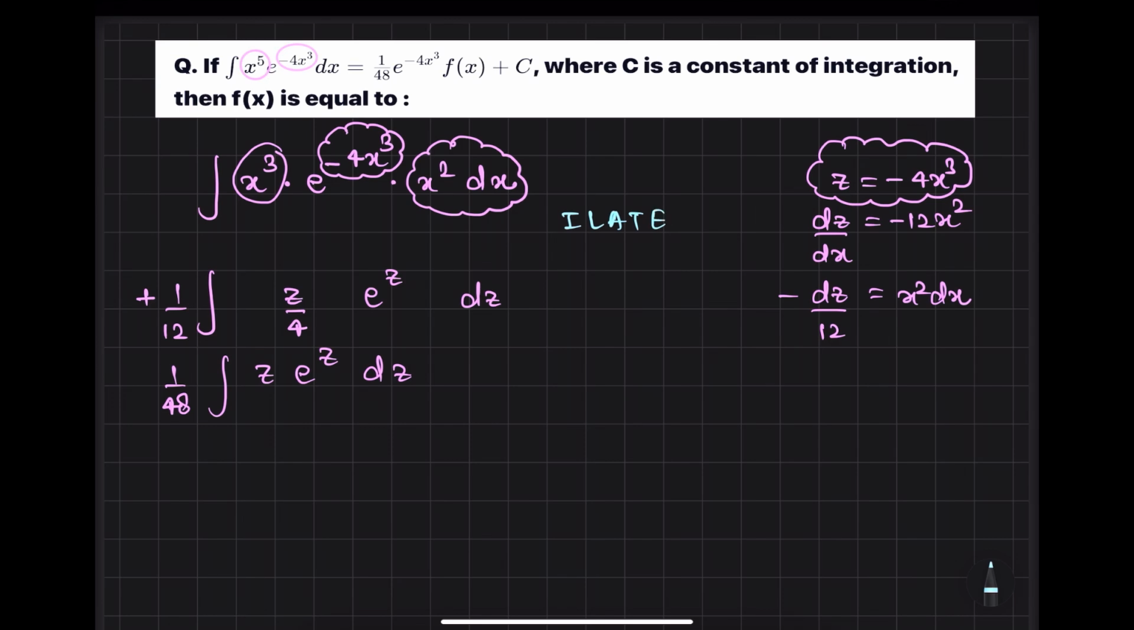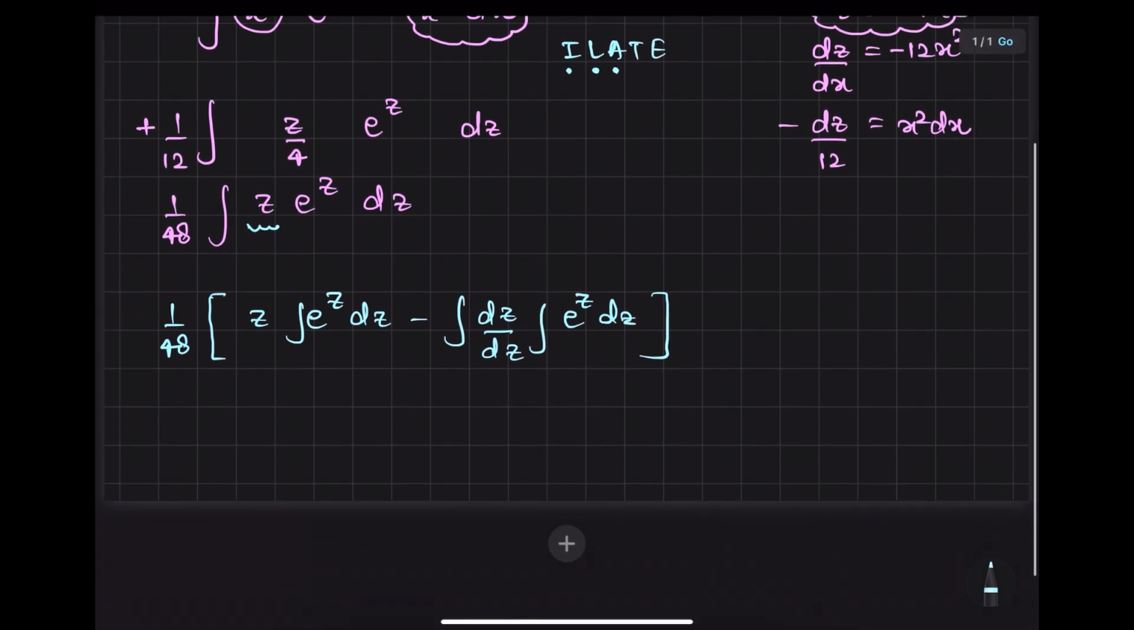Okay, so inverse, logarithmic, algebraic. So the algebraic function has to be taken first and then the exponential function. So 1 by 48 taken outside. First function into integration of second function, minus whole integration of differentiation of first function into integration of second function. Okay, let's apply the formula.